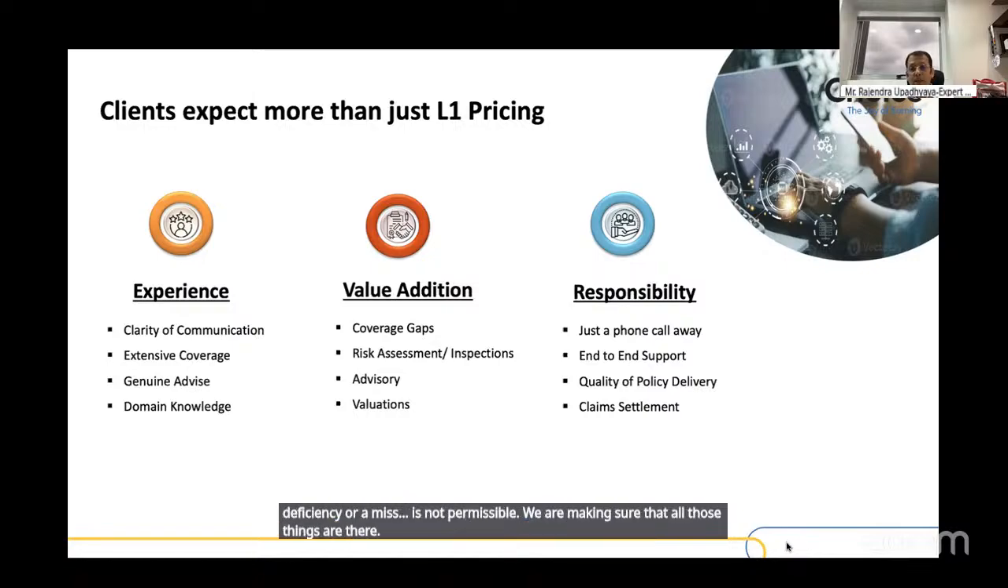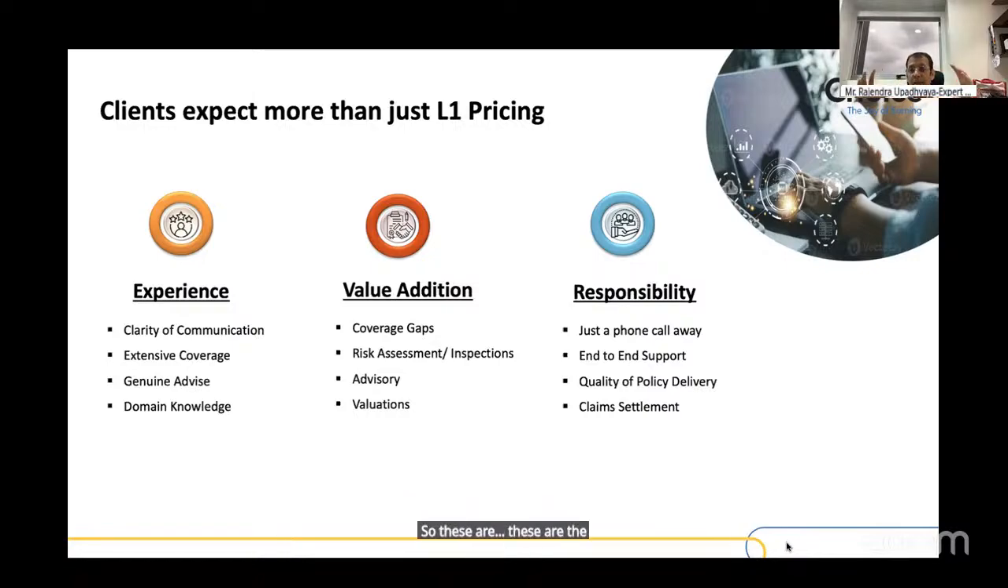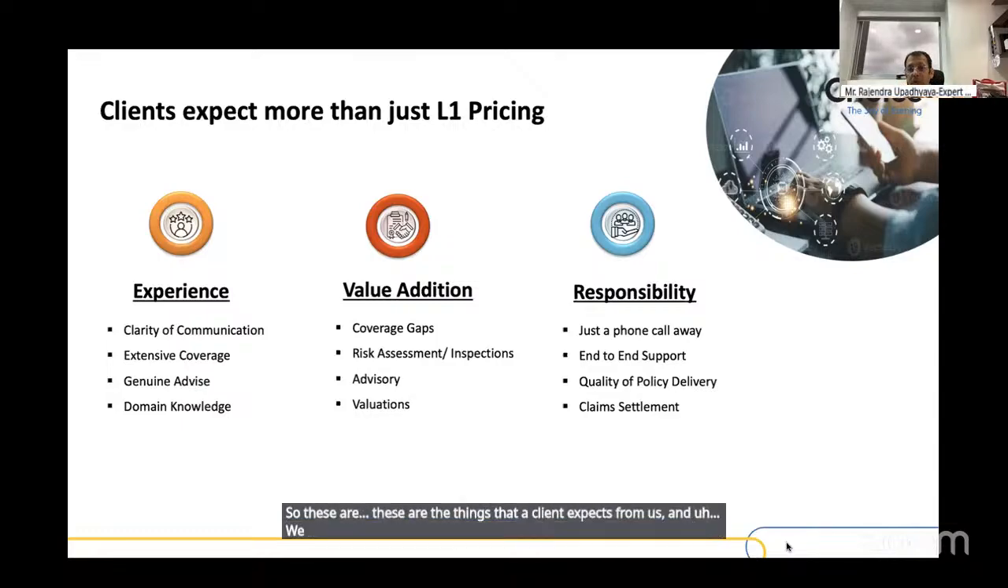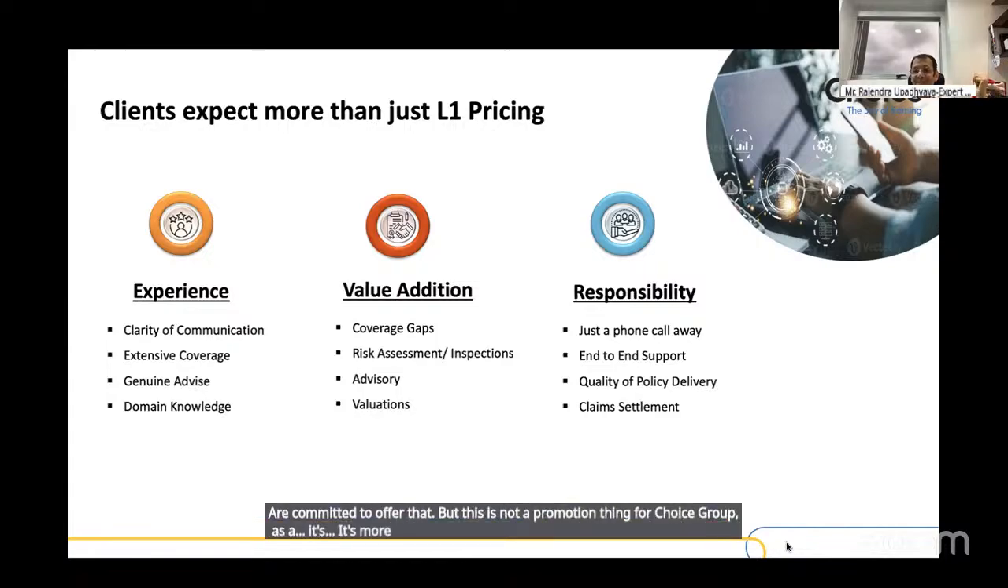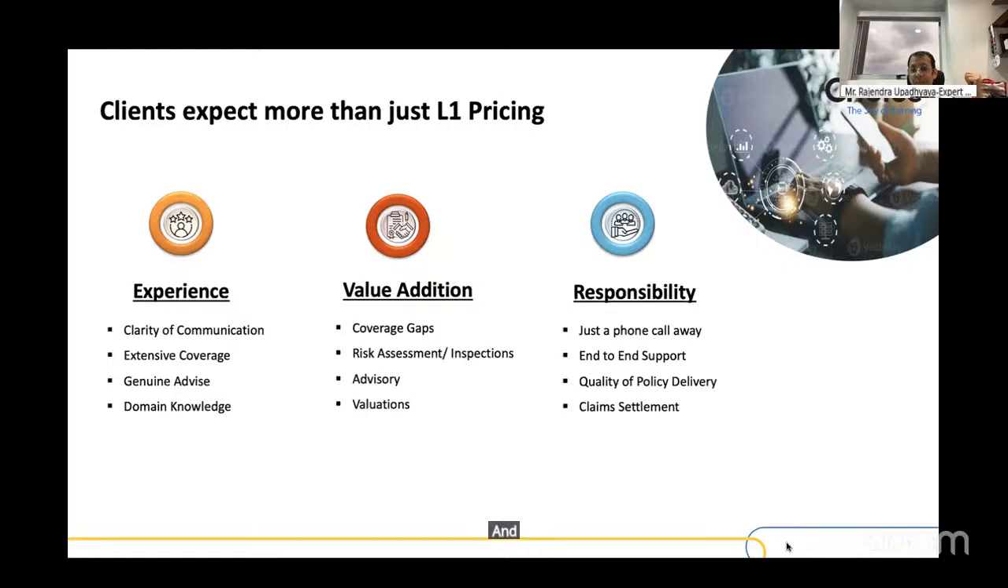So these are the things that a client expects from us, and we as Choice Group are committed to offer that. But this is not a promotion for Choice Group as such. It's more of a knowledge sharing, and this applies to everyone who is in the industry.